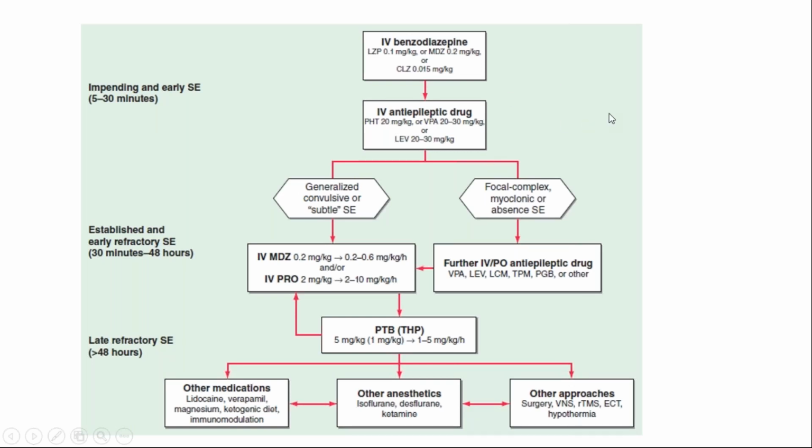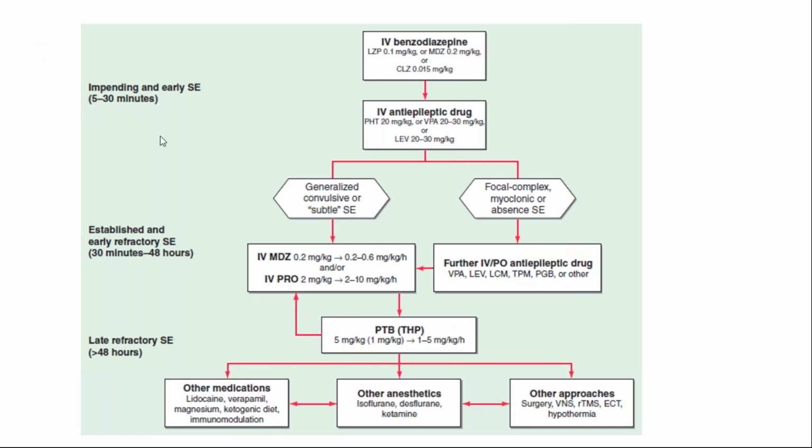This is the management of status epilepticus. It is very important clinically, for theory exams and for practical purposes. Whenever a patient presents to you with seizures, we give them lorazepam or midazolam IV. Then we start anti-epileptic drugs, phenytoin, valproic acid, or levetiracetam in the given doses. This is impending status or early status, which is a duration from 5 to 30 minutes.